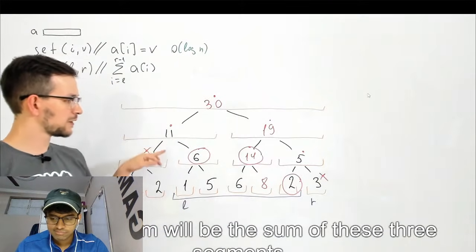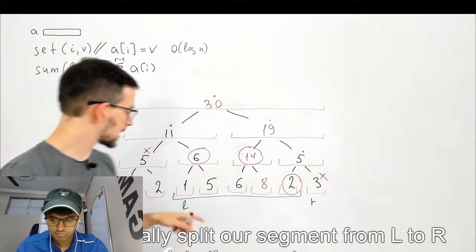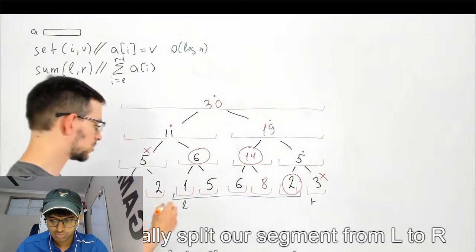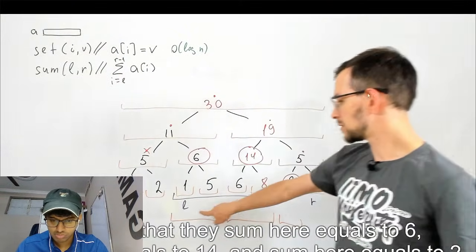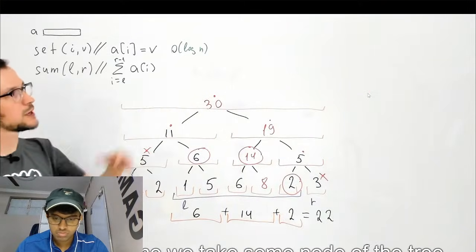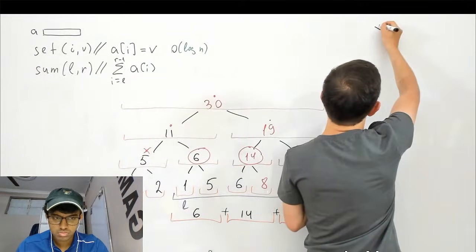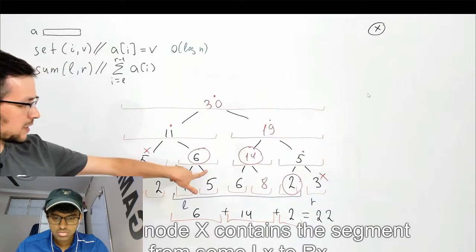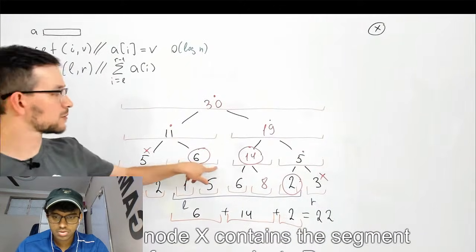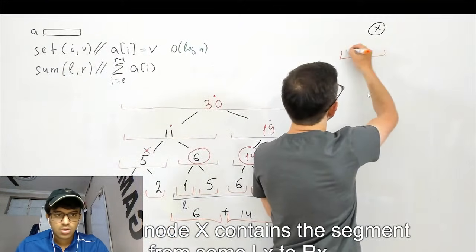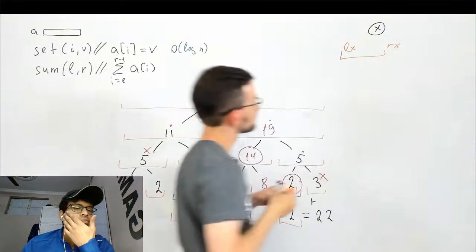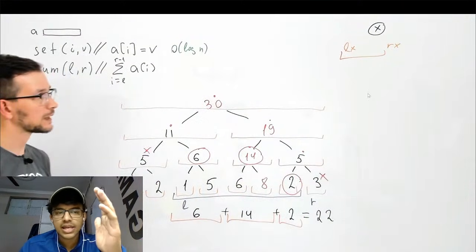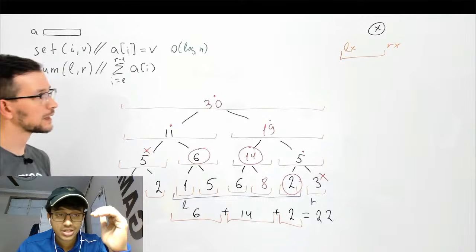The final sum will be the sum of these three segments. So we basically split our segment from L to R into three parts. So we know that it consists of the sum here equal to the sum here. So each time we take some node of the tree. Let's say we have some node x, and this node x contains the segment from some Lx to some Rx. Lx and Rx are the indices of our array.